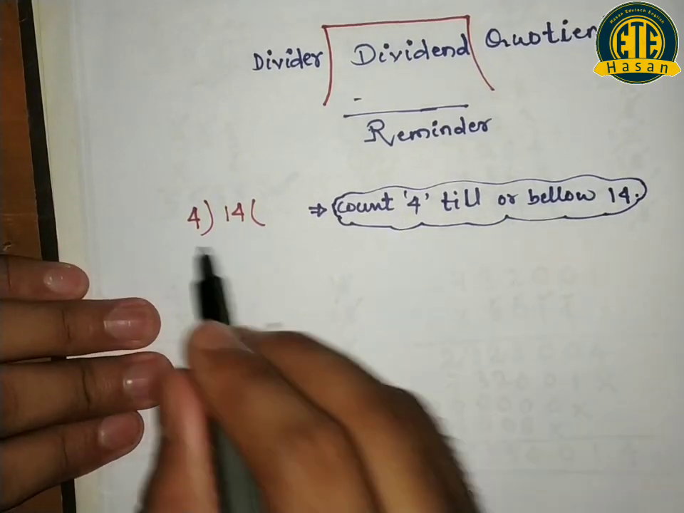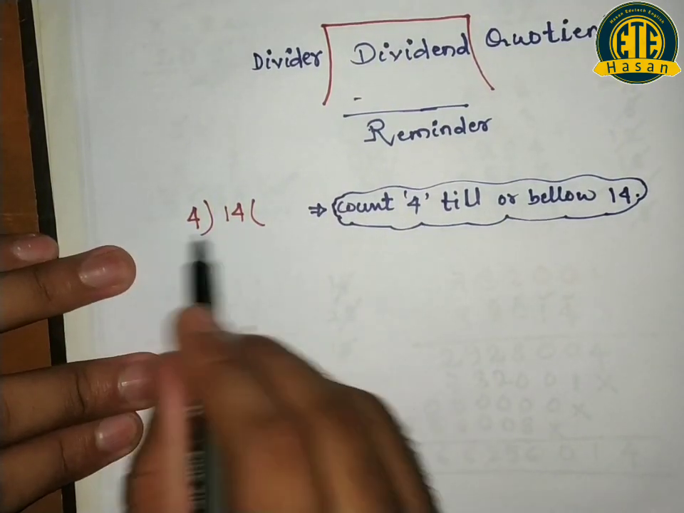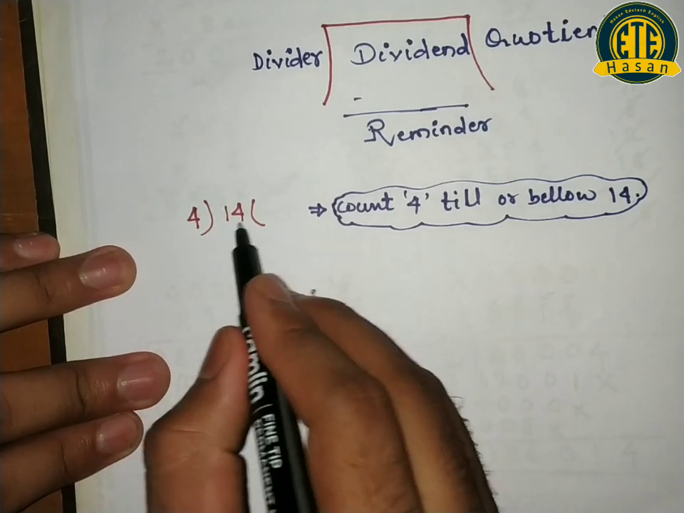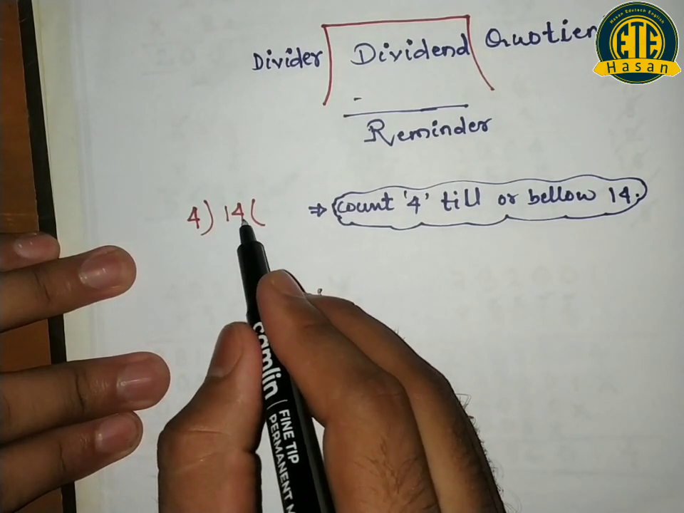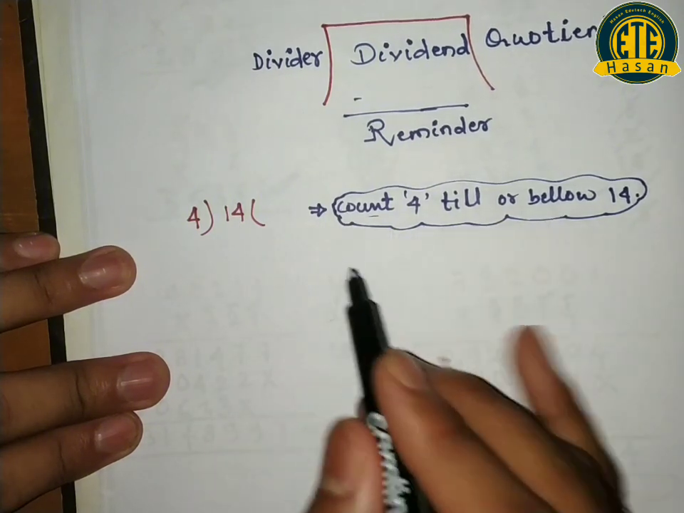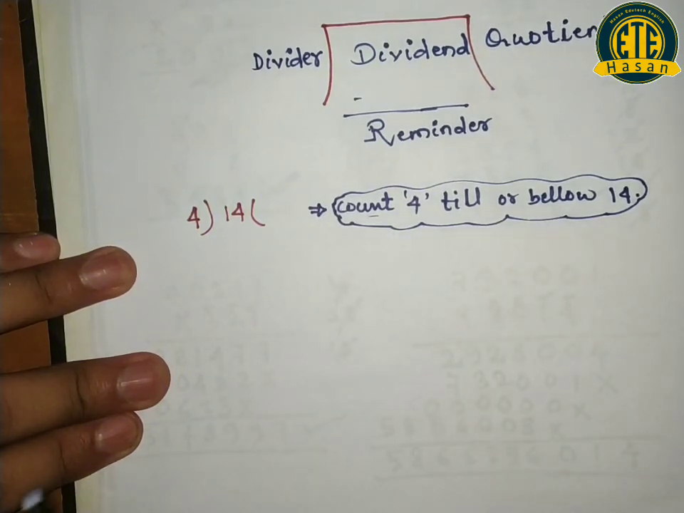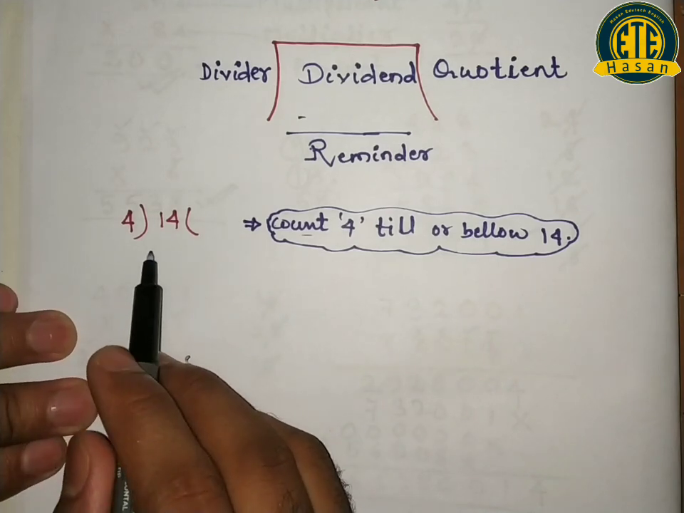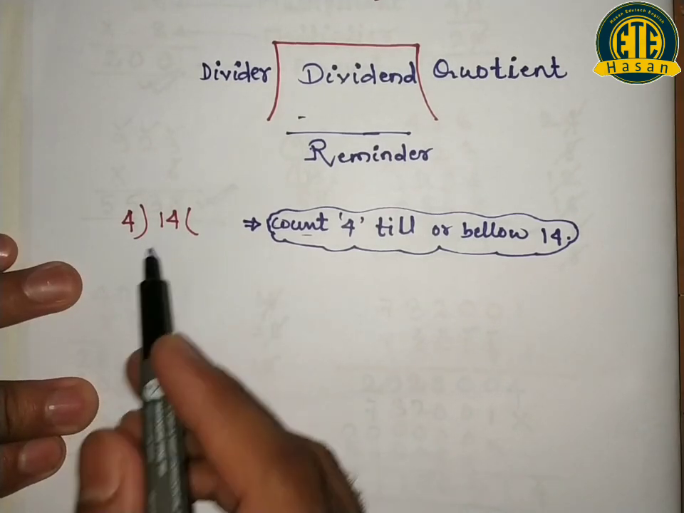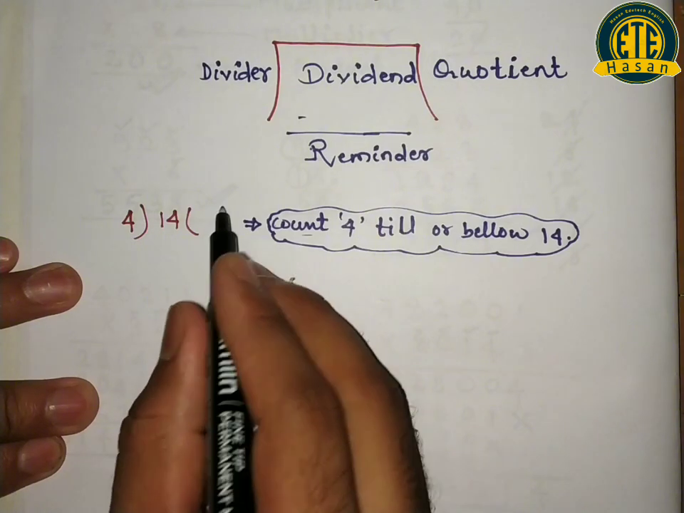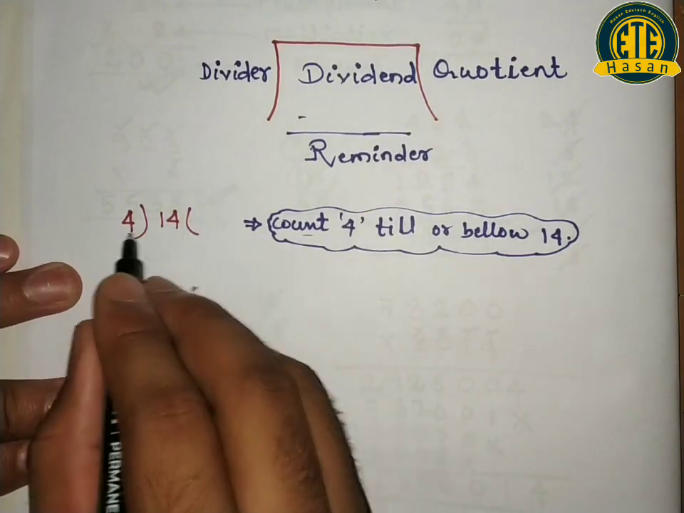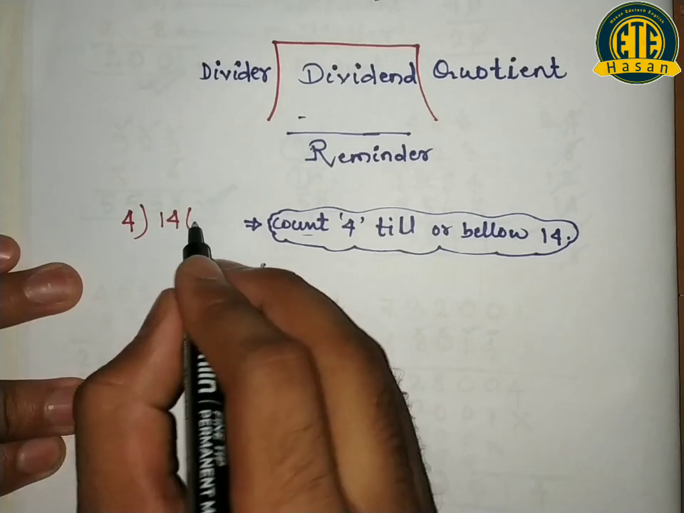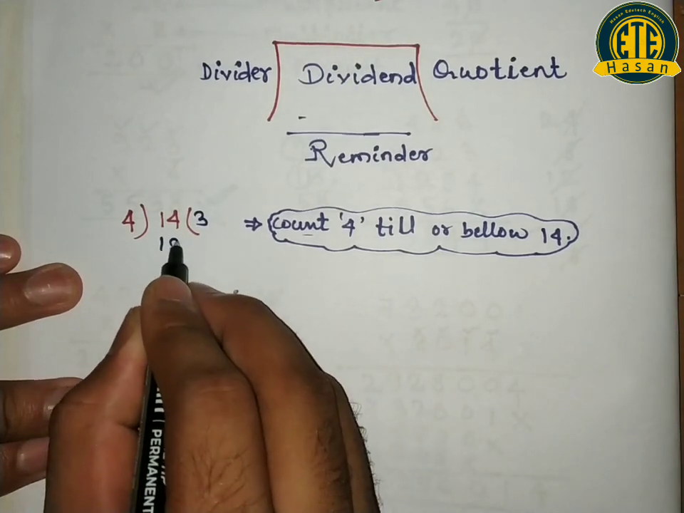Okay, so 4 1s are 4, 4 2s are 8, 4 3s are 12, 4 4s are 16. 16 is greater than 14. So what I have written: count 4 till or below 14. 4 1s are 4, 4 2s are 8, 4 3s are 12, 4 4s are 16, which is greater than 14. So 4 3s are 12.